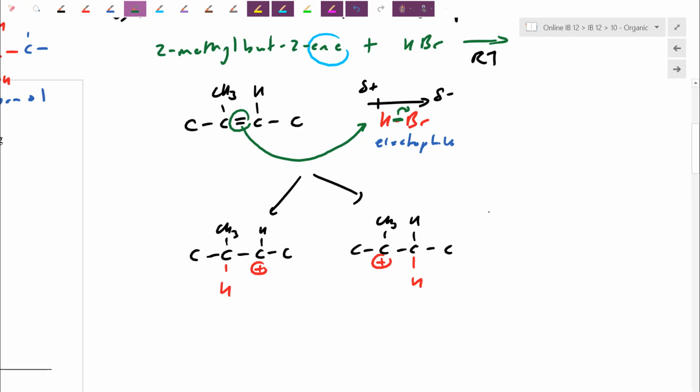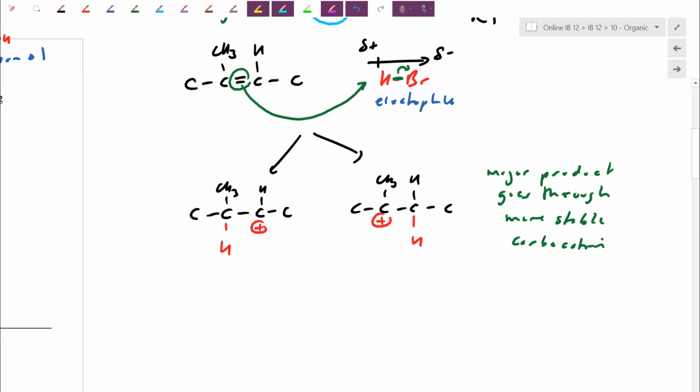Make a note to yourself here. The major product goes through the more stable carbocation. And we had seen from yesterday, based on the positive inductive effect, the stability of carbocations: tertiary carbocations are the most stable, then secondary, then primary. Basically, any alkyl groups, any carbon groups can donate some of their electron density to the carbocation to help stabilize it. So if the hydrogen added to the left-hand side, we have a secondary carbocation, not too bad.